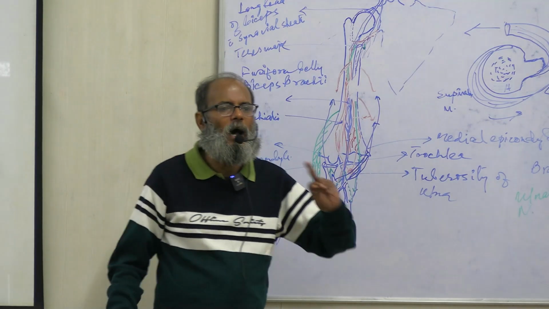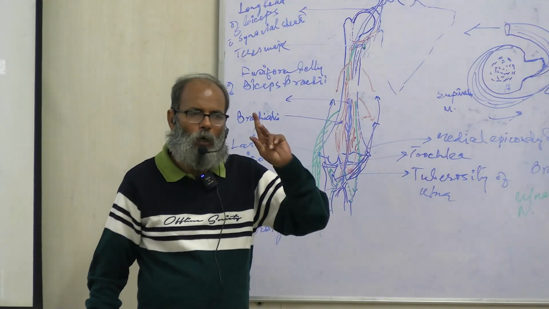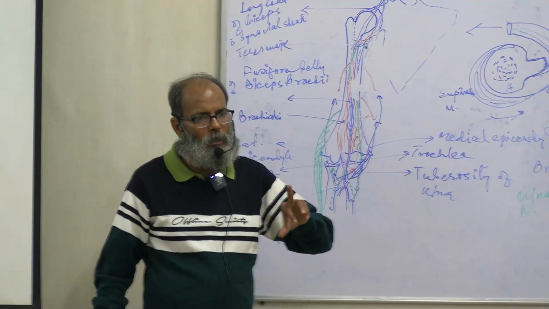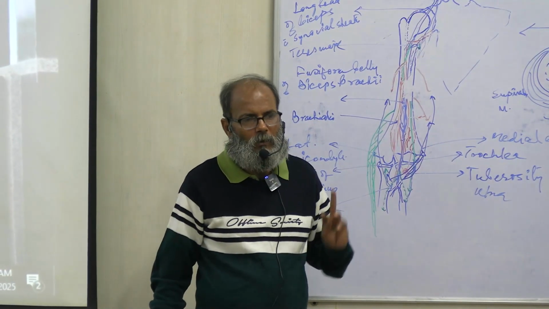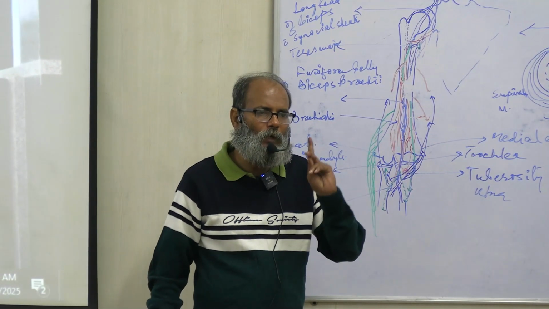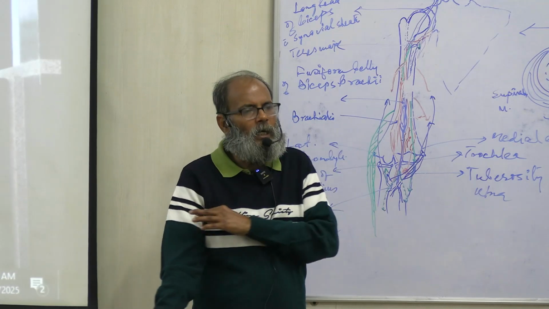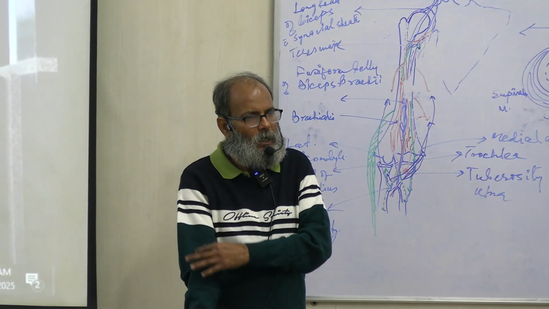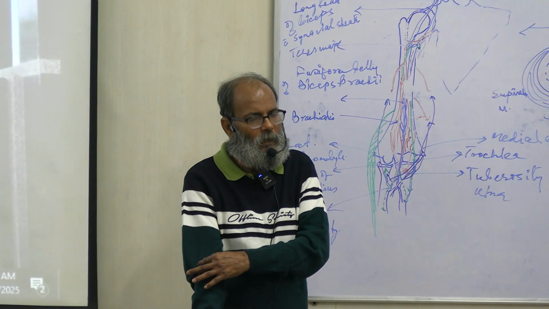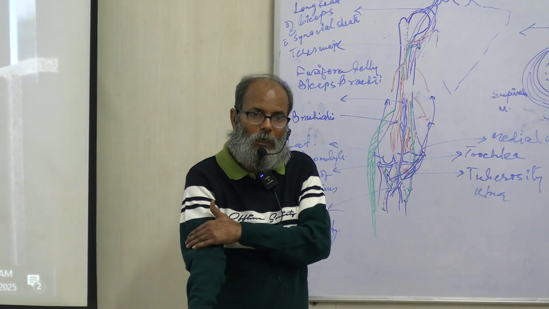Two questions often asked in the examination. Number one, what are the structural changes that occur in the mid-shaft region? Number two, what is the relation of the tendon of the biceps brachii, brachial artery and the median nerve? All right, you will always say from lateral to medial.